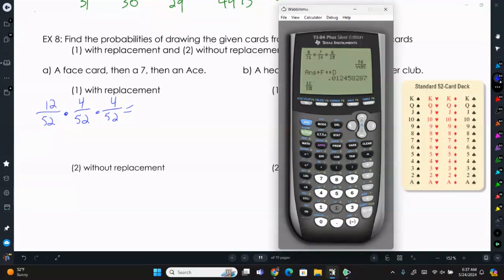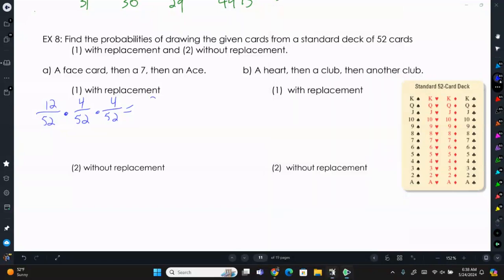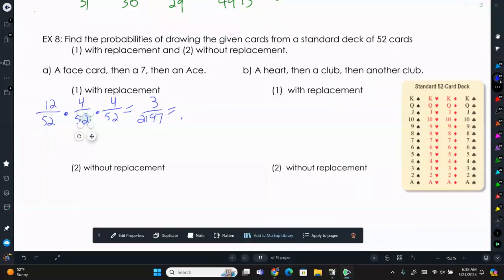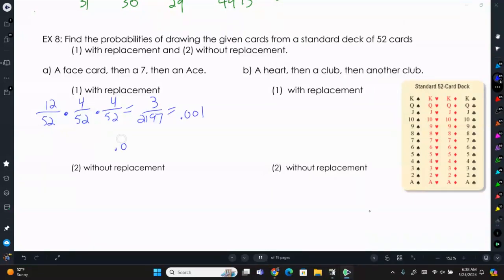So 12 over 52 times 4 out of 52 times 4 out of 52. And we get 3 over 2197, which, if we make that a decimal, 0.001, which is 0.1%. So very unlikely that will happen.